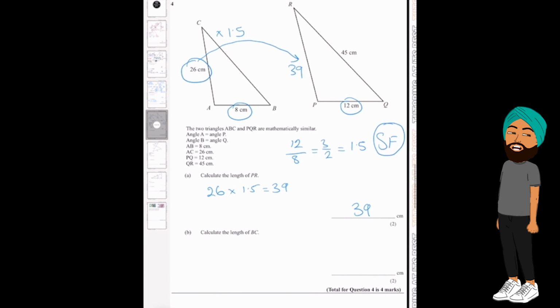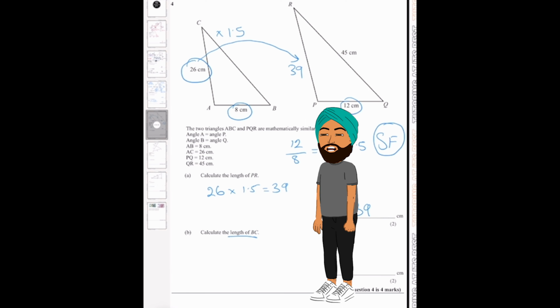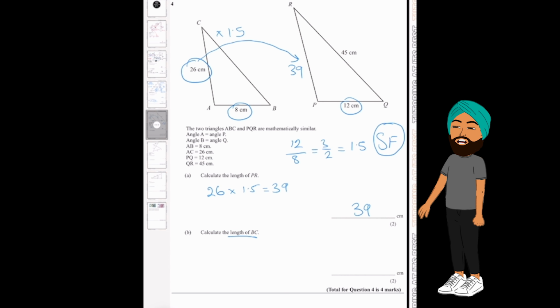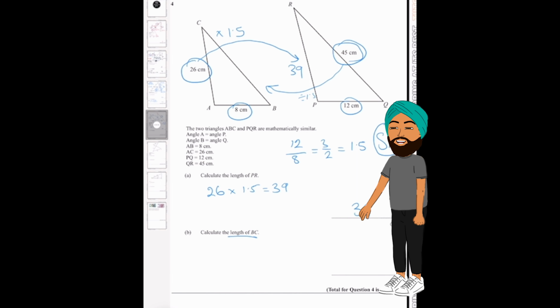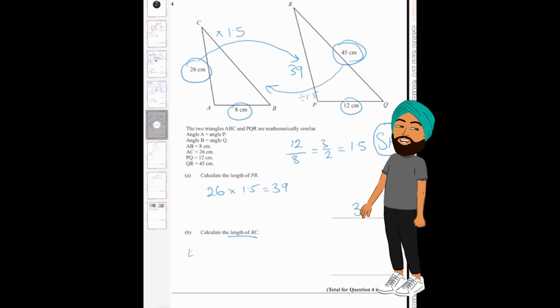We can then take this a step further to calculate the length of BC. Now, if we're looking at B to C, we now know we're going from a larger triangle to a smaller triangle. So in this section, we will divide by 1.5. So 45 divided by 1.5 will give you 30.